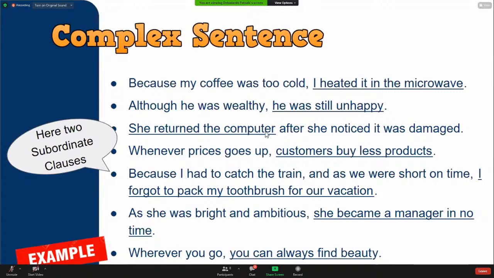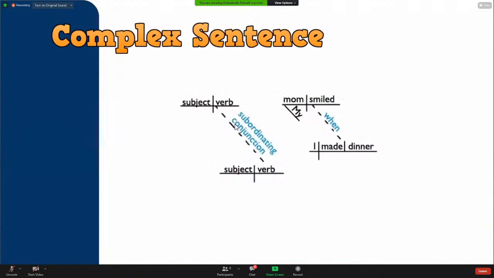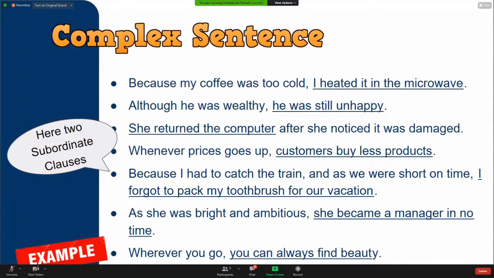She returned the computer. Here, "she returned the computer" is the main sentence, the independent clause, and the other part is the subordinate clause.